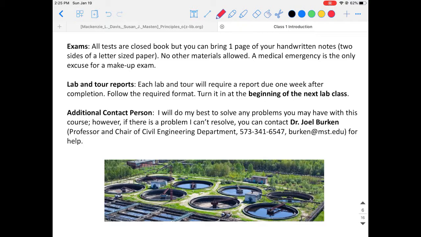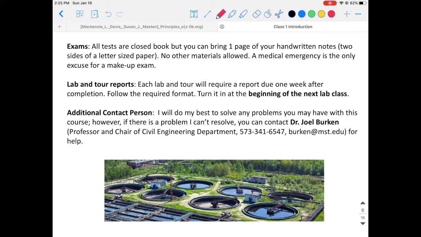In terms of lab and tour reports, there are 2 sections of the lab. You can either choose the Wednesday lab or the Thursday lab, and each lab and tour will require a report that's due 1 week after the completion. You should follow the required format and turn it in before the next lab class.